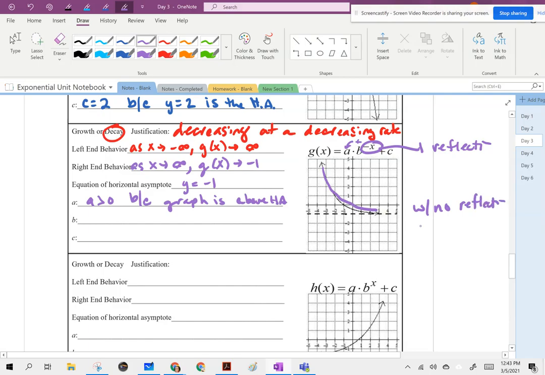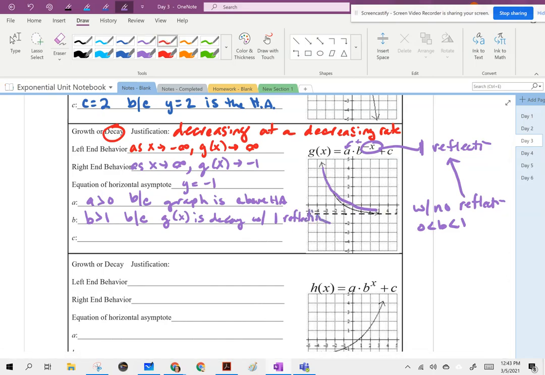With no reflections, B would be in between 0 and 1. But you have one reflection. So then that means B is going to be greater than 1. Okay, so B is greater than 1 because g of x is decay with one reflection. Okay, now let's take a look at C. C is equal to -1 because y equals -1 is the horizontal asymptote.